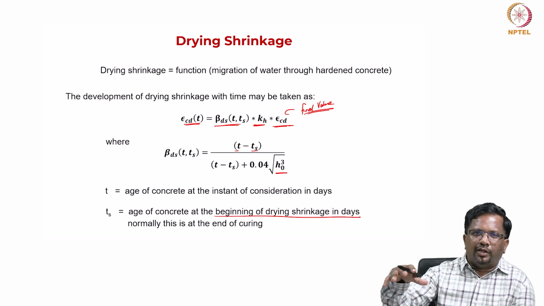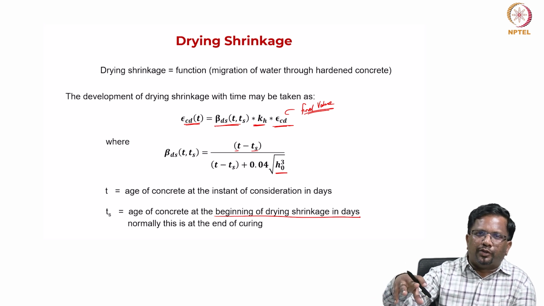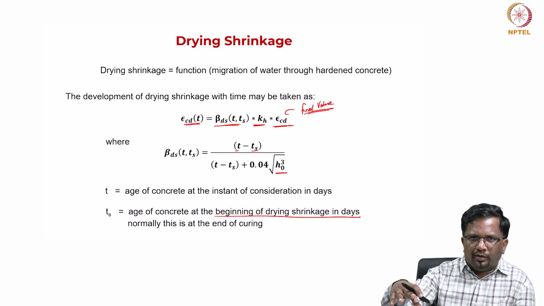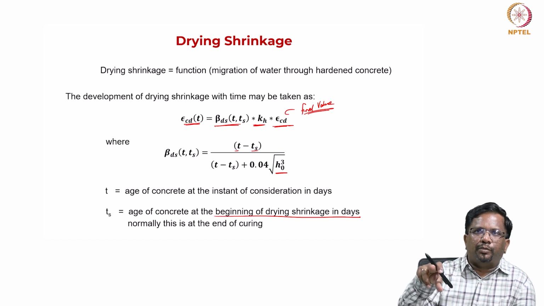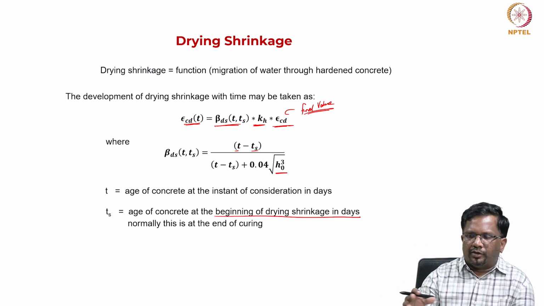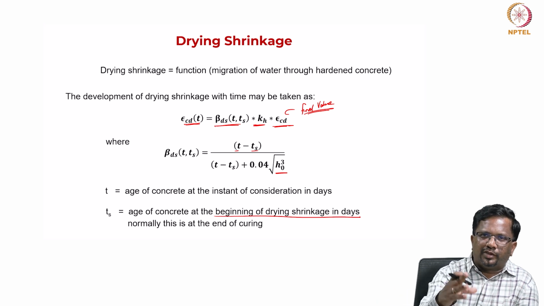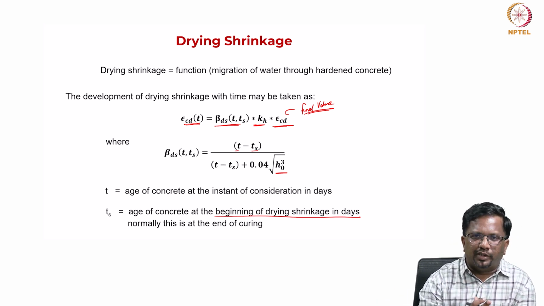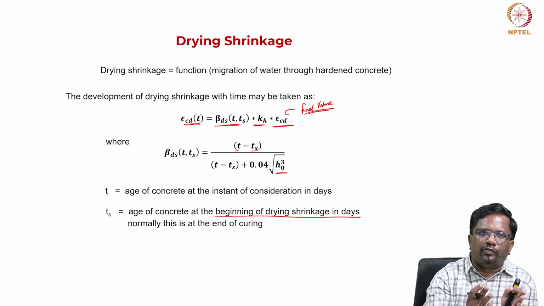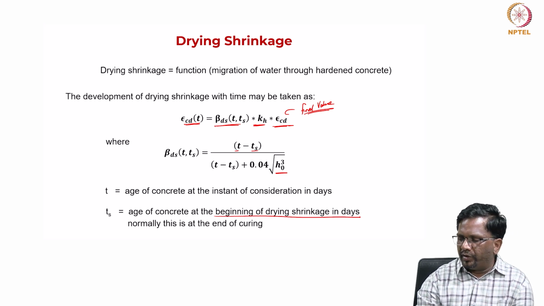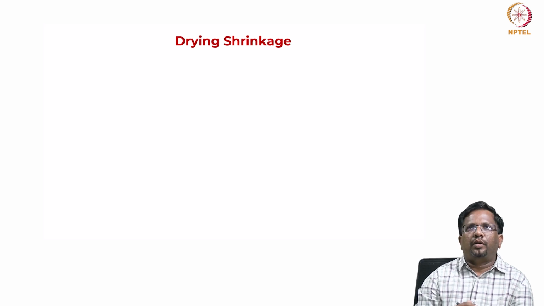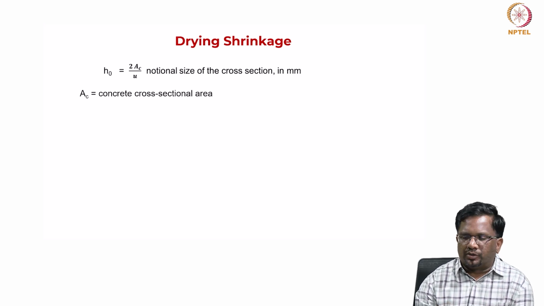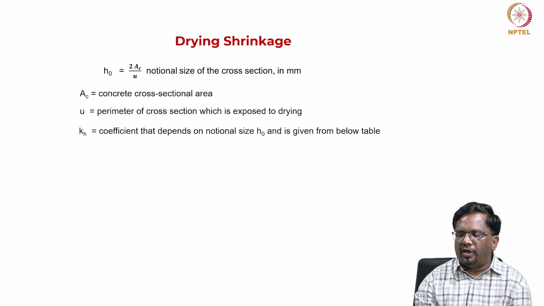That means, let us say you water cure the concrete cubes for 14 days from the time of casting. So, ts will become 14. Okay. So, that means when you stop the water curing and you take out the samples, that time from the day of casting will become your ts. If you are doing water curing for, let us say 14 days, then ts will be equal to 14 days, right. So, H0 is the notional size coefficient that we talked about, using the perimeter.